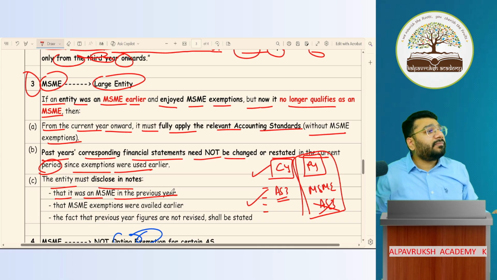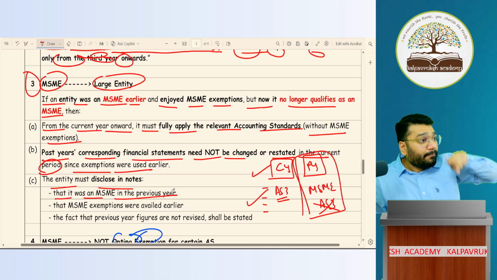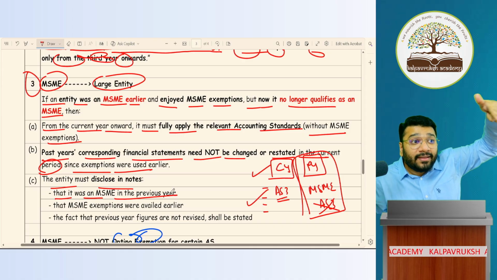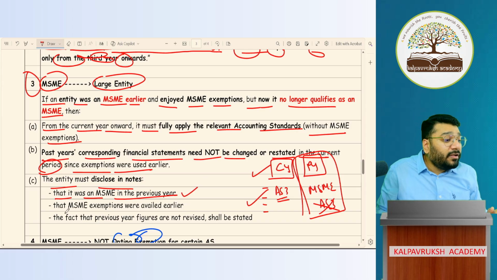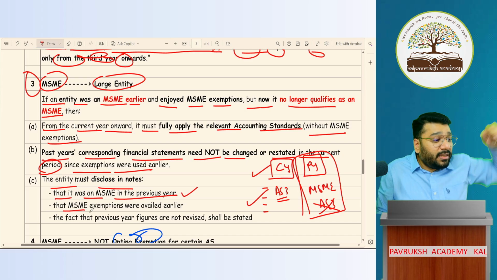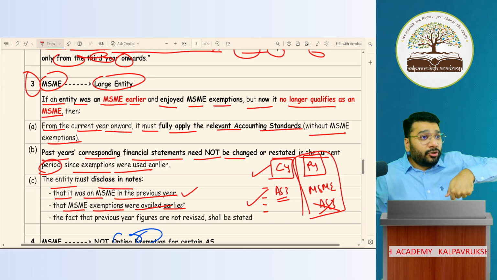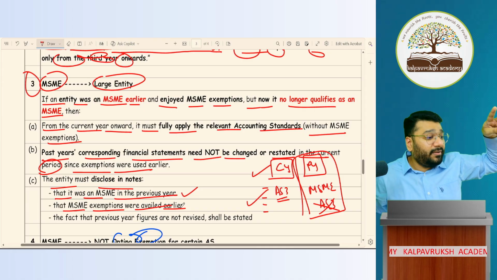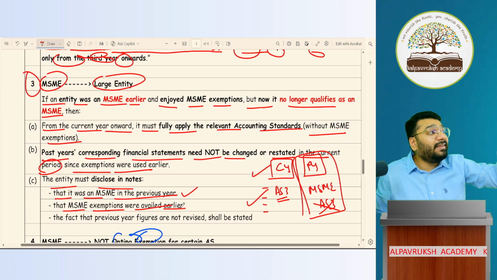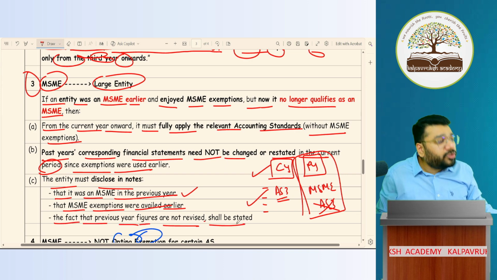MSME in the previous year. In the current year, you have to mention that you're a large entity. But you have to mention that in the previous year you were MSME. That fact you have to mention. Also, you have to mention that being an MSME last year, which all exemptions were availed earlier. In the current year, you should mention that last year was MSME. Last year, AS3 was exempted. Both these facts should be stated in the current year. The fact that the previous year figure is not revised will also be stated.